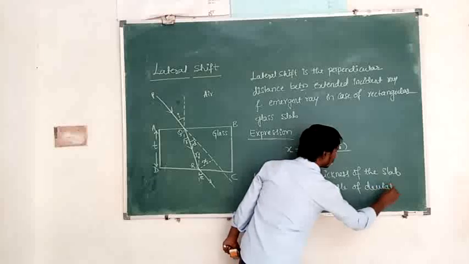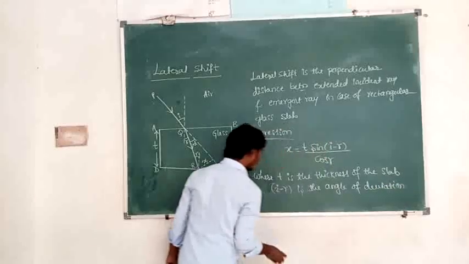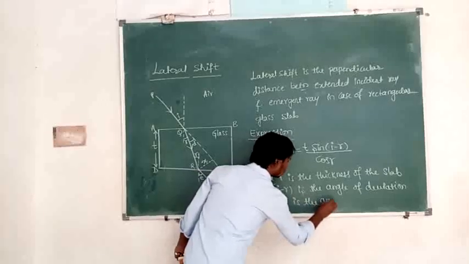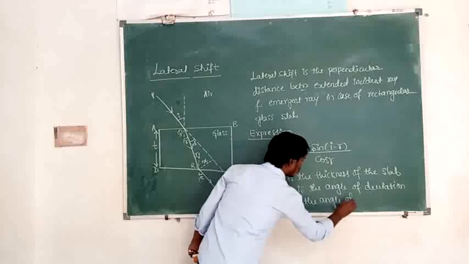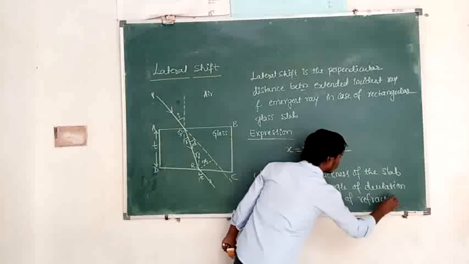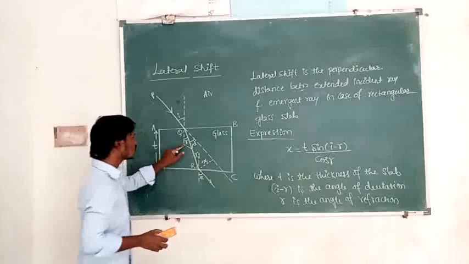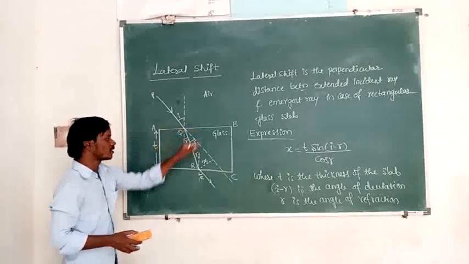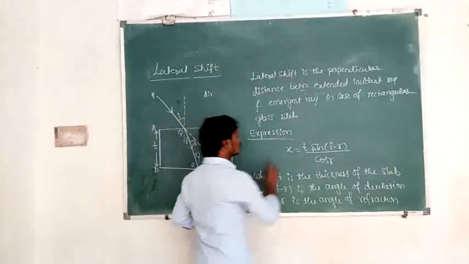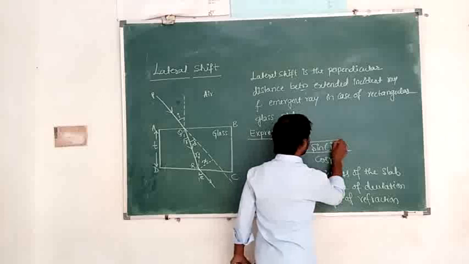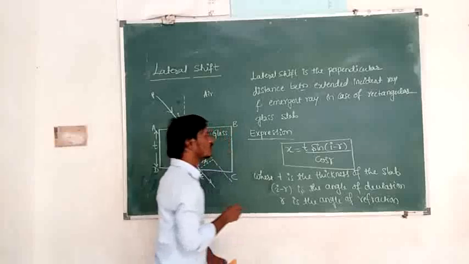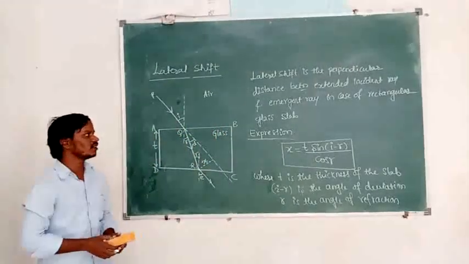And what is r here? r is the angle of refraction. See here, this r is the angle of refraction for the first surface, and this r is the angle of incidence for the second surface. So this is the expression for lateral shift, and lateral shift is denoted by x. Otherwise you can denote this one by LS, LS meaning lateral shift.